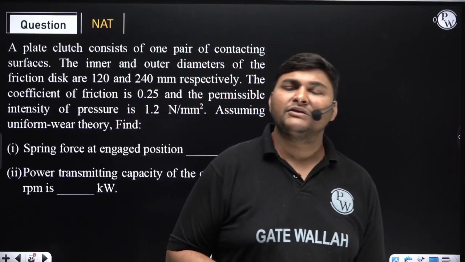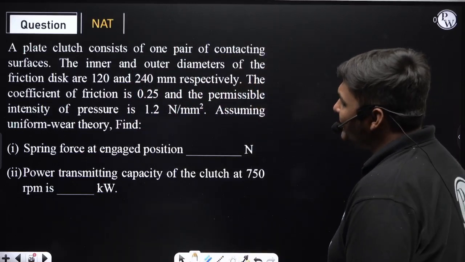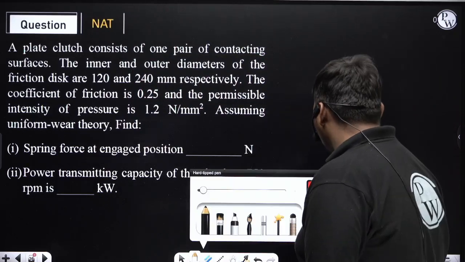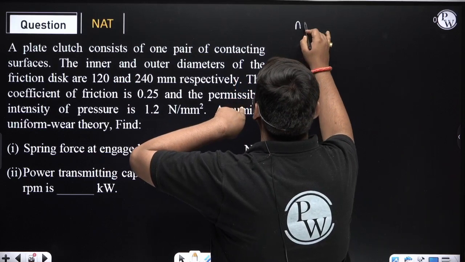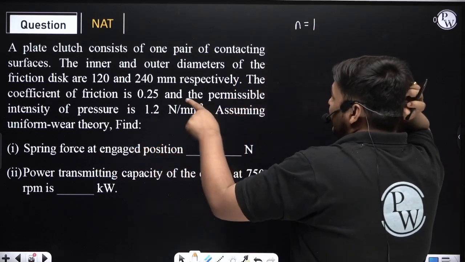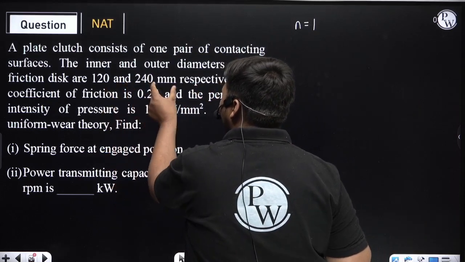Now we will discuss some questions from plate clutch. This is the first question. What is this question saying? A plate clutch consists of one pair of contacting surfaces, meaning the number of pairs of contact surfaces is already given, it is 1. Now the inner and outer diameters of the friction disc or lining are 120 mm and 240 mm.